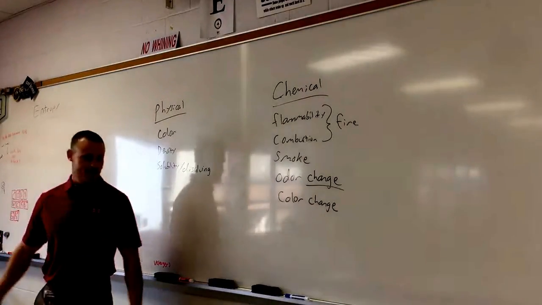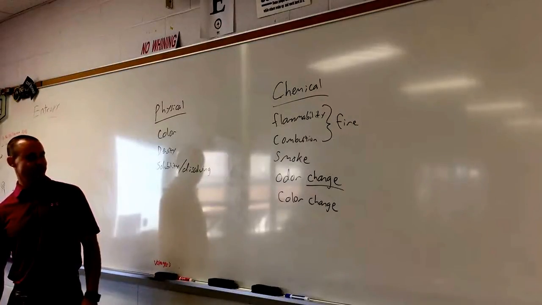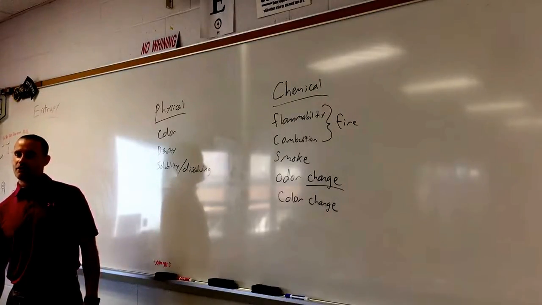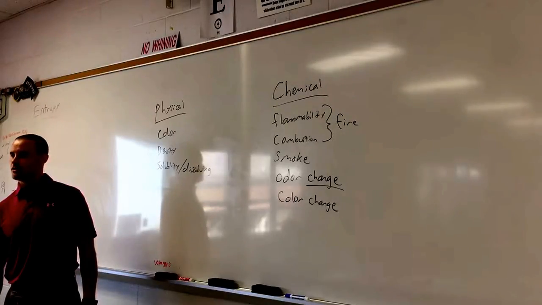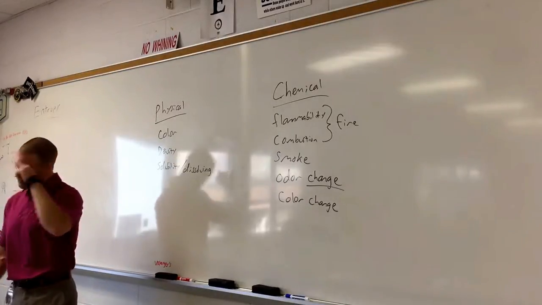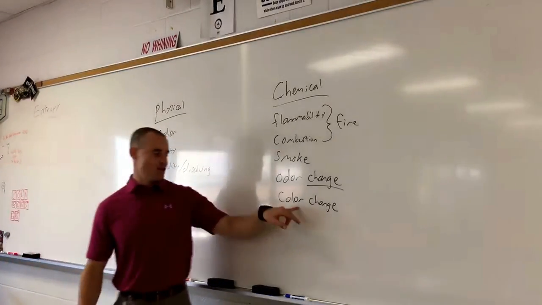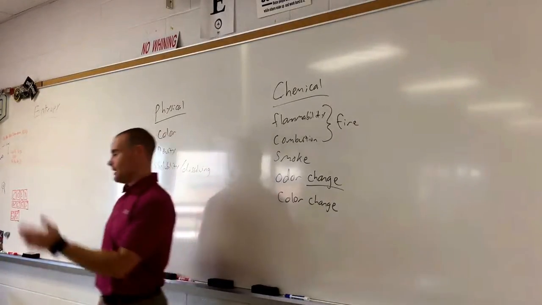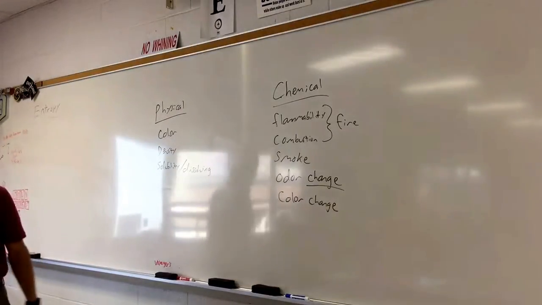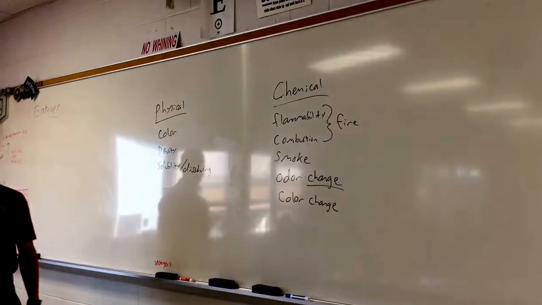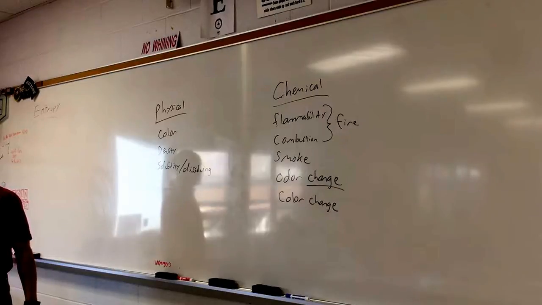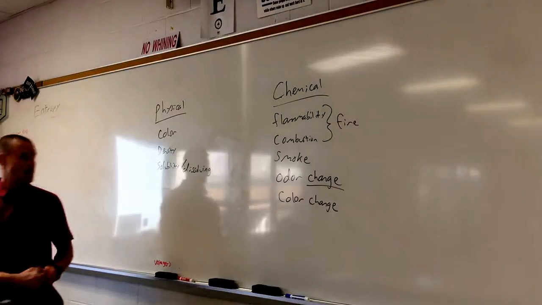Back to this. Why was I talking about that? What did you say? Rusting? Color change? What else? Leaves. So leaves, color change, right? And then they fall off, and then you gotta pick them up, or else your grass dies. Anyways, what else? Hardness. Melting.